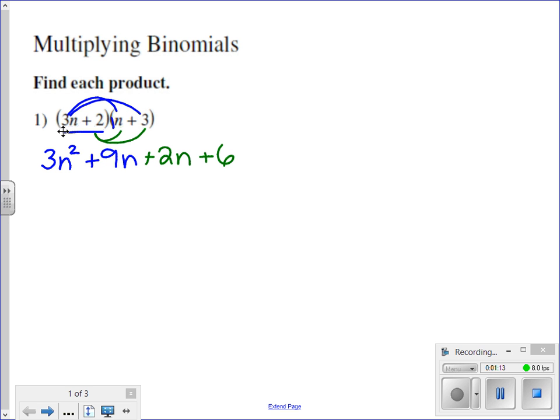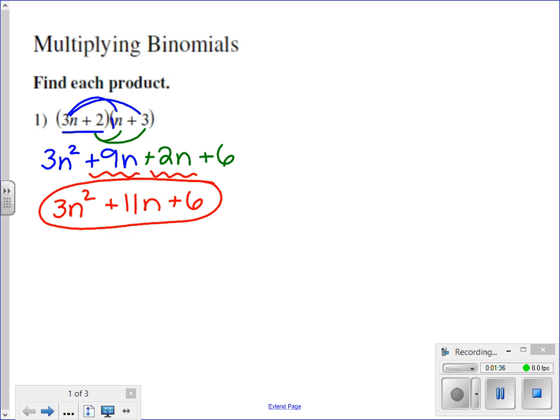Now that I've multiplied and I've accomplished my goal of eliminating the parentheses, I need to combine like terms. All right, so the 3n squared does not have a like term, so I go ahead and write that down. 9n plus 2n are like terms, and those add to 11n. And finally, the plus 6 does not have a like term. So that is the final expression there, 3n squared plus 11n plus 6.